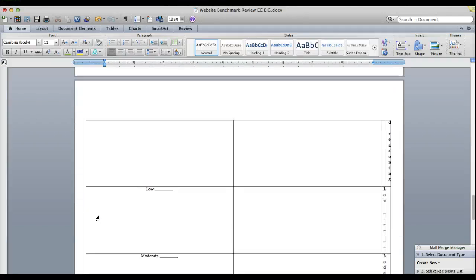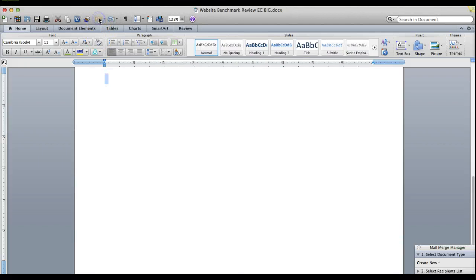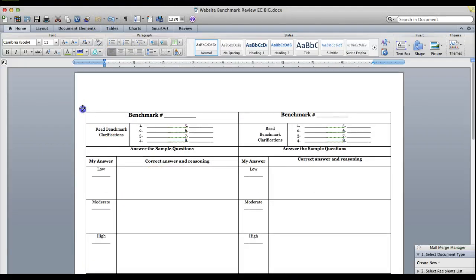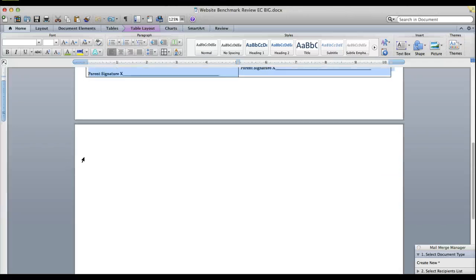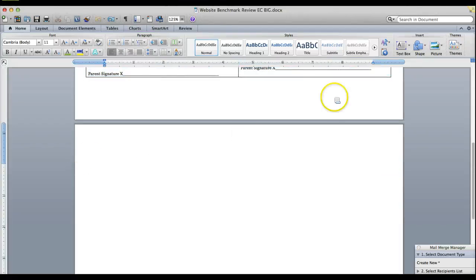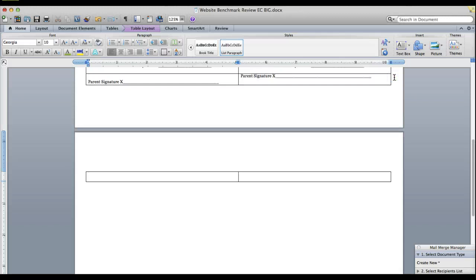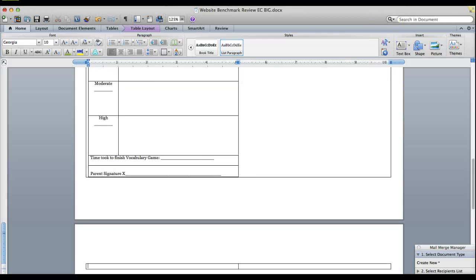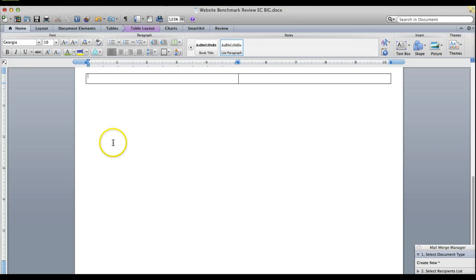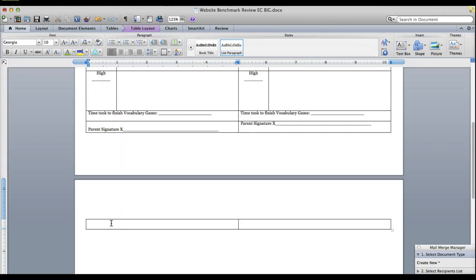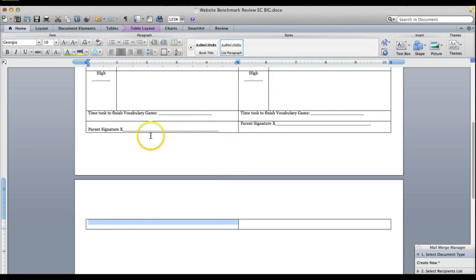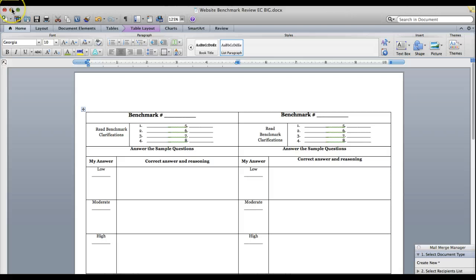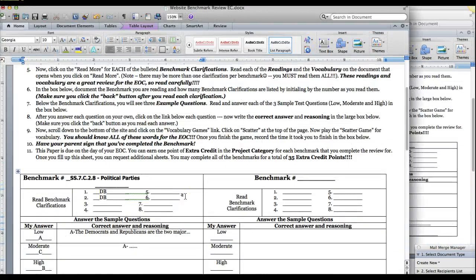Actually, that didn't come out too good. Let me go back. Let's see if I can get that to copy and paste. I highlighted the whole thing. I'm copying it, and I'm going to paste it in. No, you don't want to do that. I'll get it ready for you guys before I send it. So you'll have more space to write, is what I'm saying.